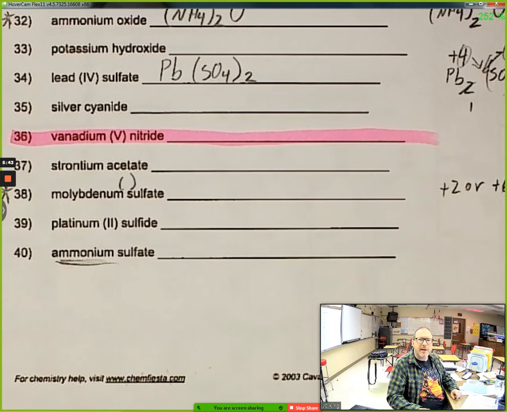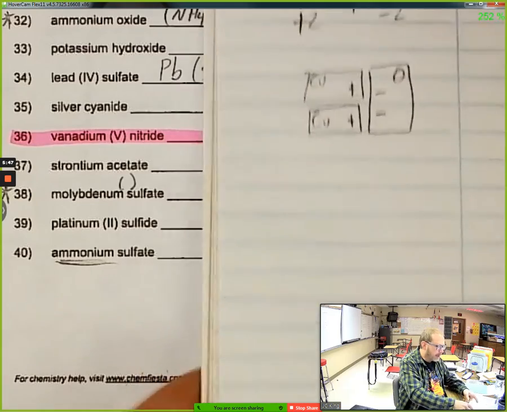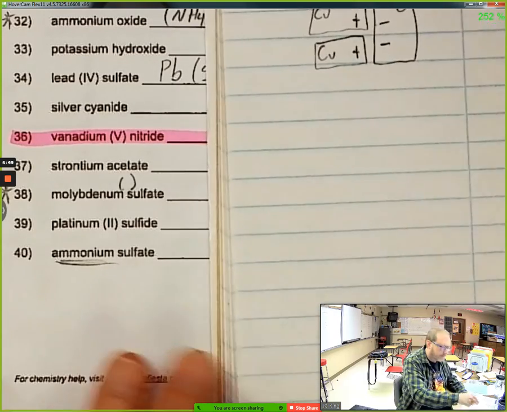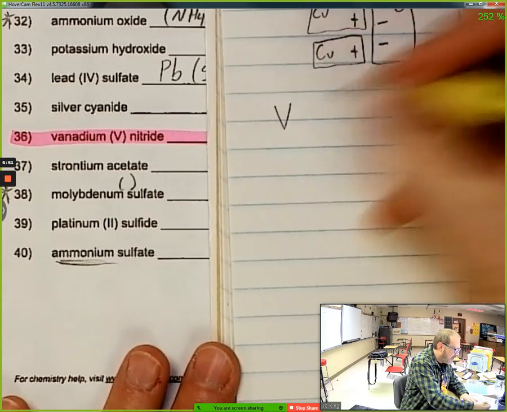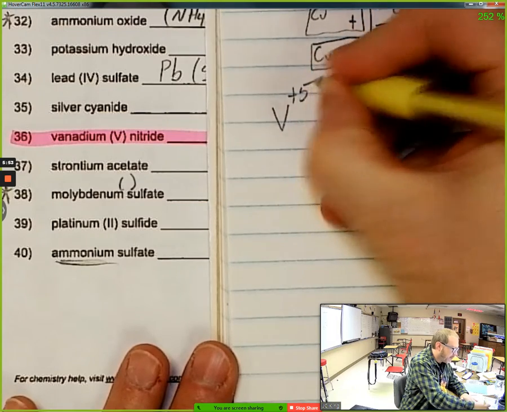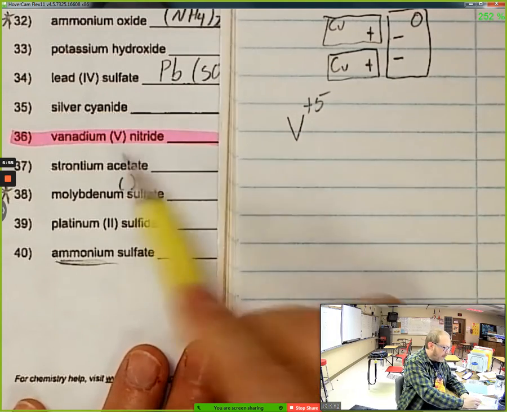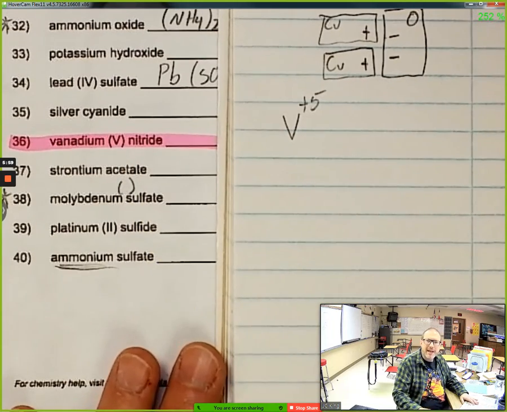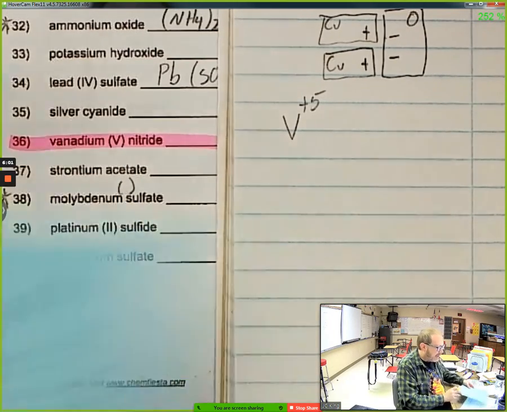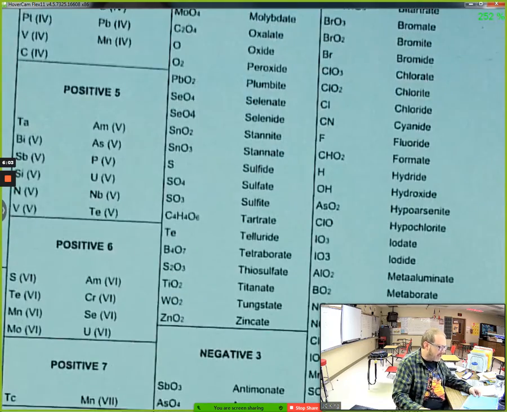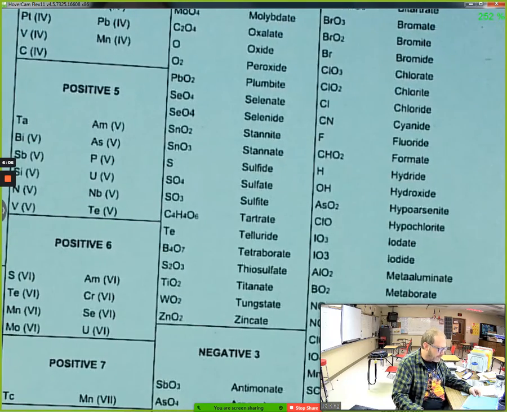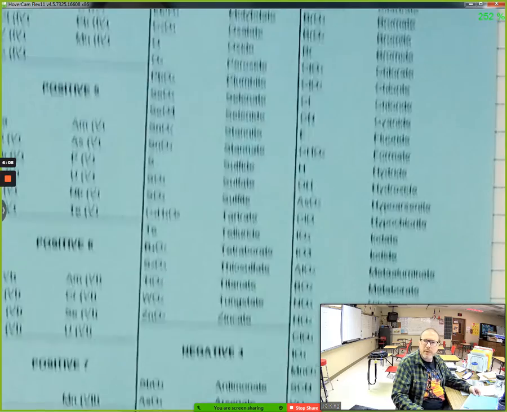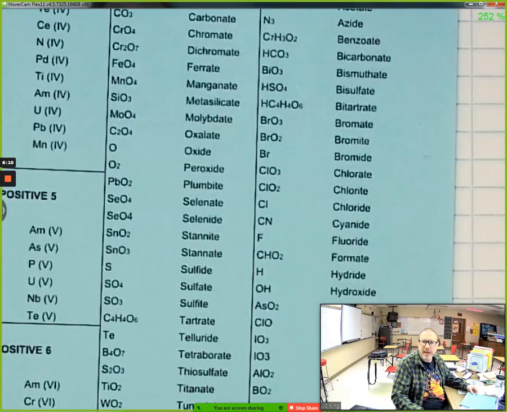So here's how I'm going to figure this out. I'm going to get my scratch paper again. If I know that vanadium has a charge of plus 5, and I know that because of the V right there, now I'm going to look up nitride. I had several people try to look up nitride, but they looked at the wrong thing. Let's see, nitride would be in the ends.